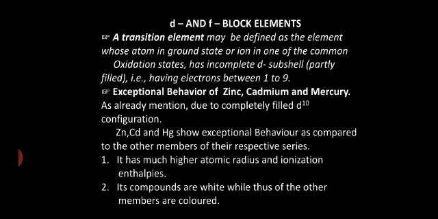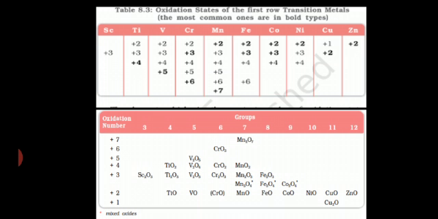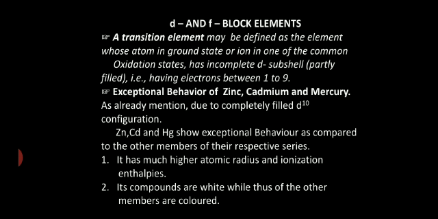It is already given there that zinc, cadmium and mercury show exceptional behavior as compared to other members of the respective series. They have much higher atomic radius and ionization enthalpy. Their compounds are white while those of the other members are colored. Clear? So due to these two reasons, and some more reasons that we will be studying later on in the chapter.